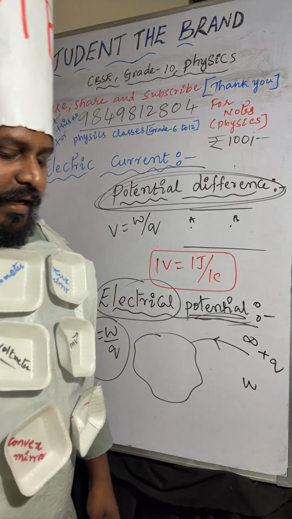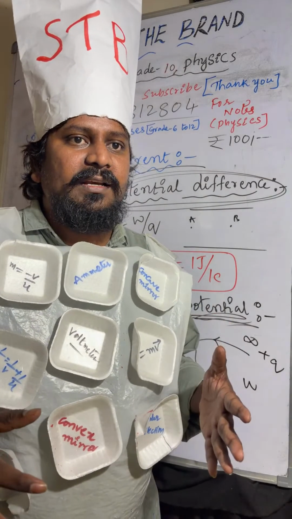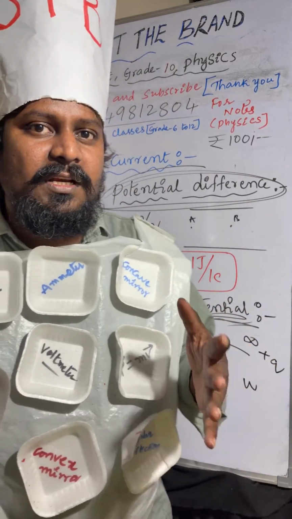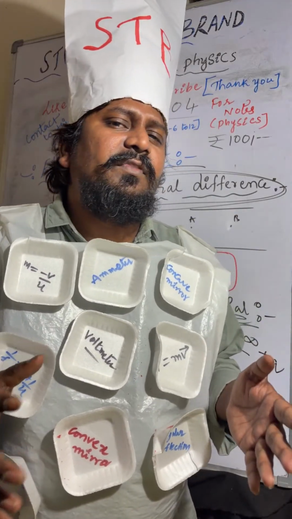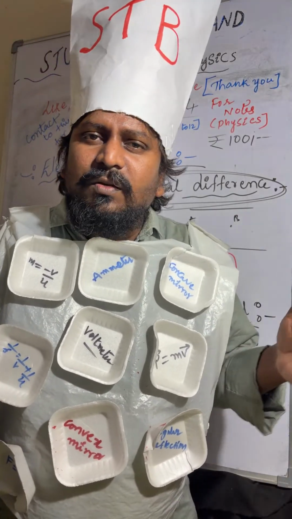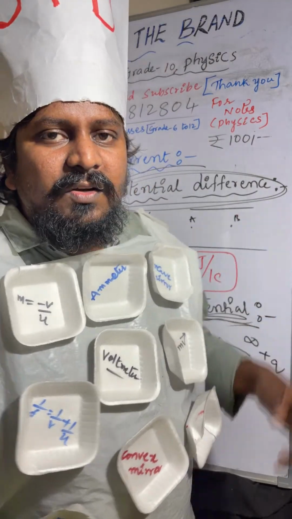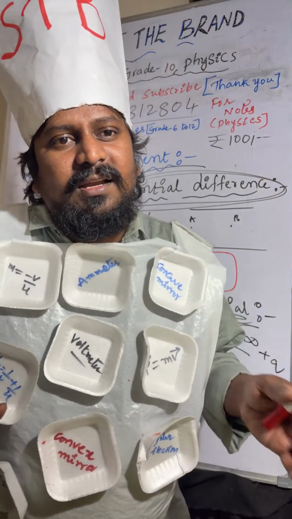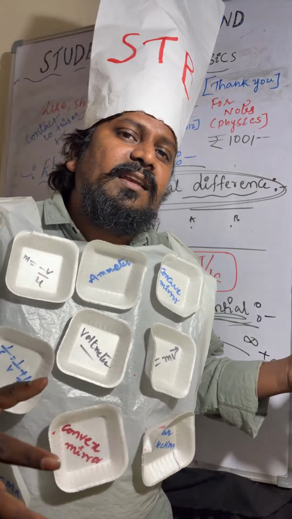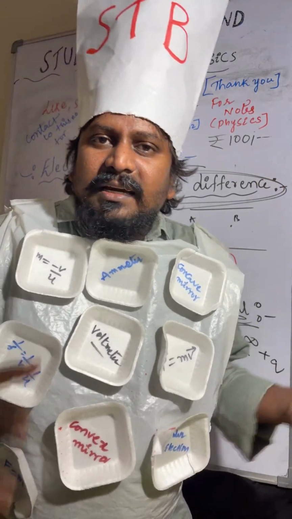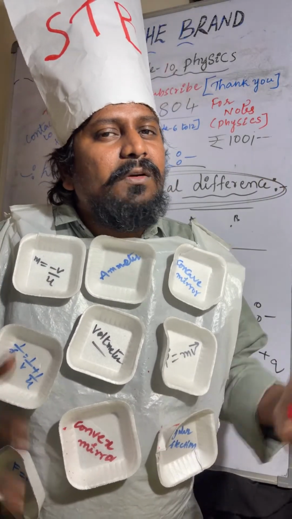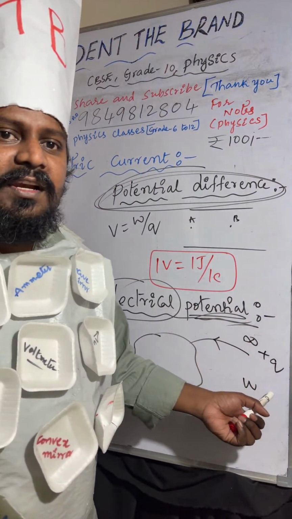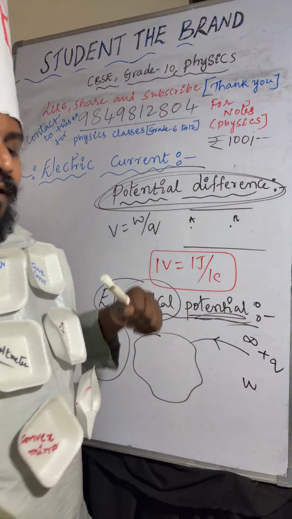I hope it is very clear. So now you can observe here electrical potential and potential difference. Potential difference is nothing but work done to bring unit positive charge from one point to another point within the conductor. Electrical potential is nothing but work done to bring unit positive charge from infinity to the required field.